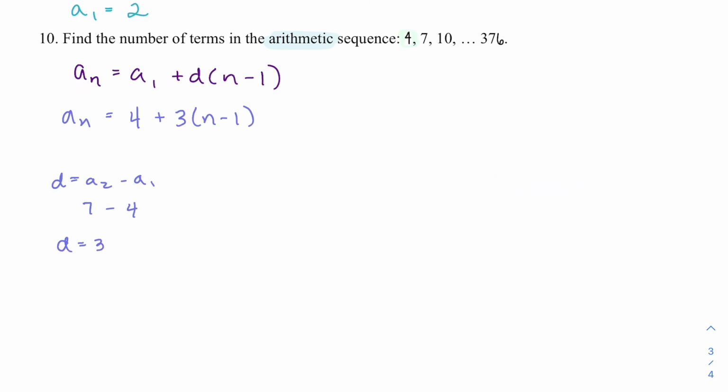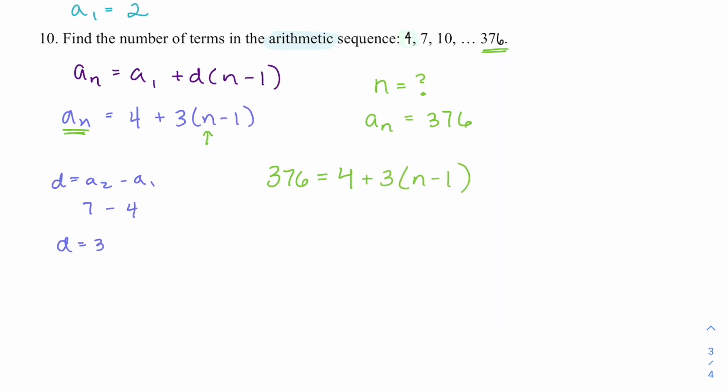So if I can find what term 376 is, then I know the total number of terms since it is the last term. So I'm actually looking for n, the position of 376, which makes the nth term, an, equal to 376. I just plug that in here, and then I have one variable I'm solving for. So 376 equals 4 plus 3 times n minus 1.